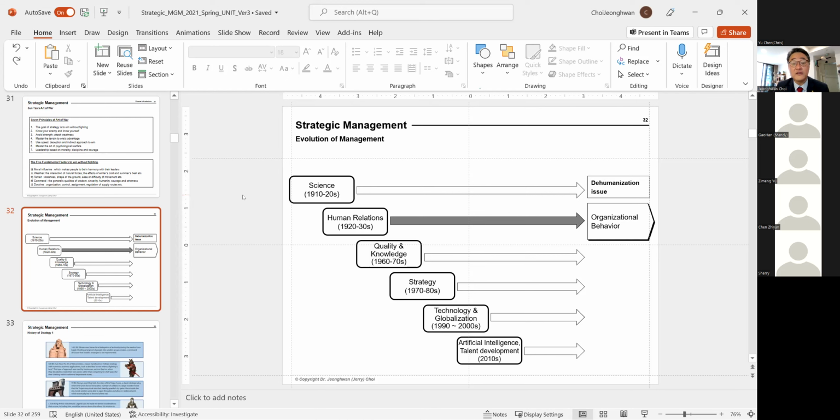Oh, that's a fundamentally different way of doing strategy. That happened at IBM. So strategy happened, and technology, globalization, artificial intelligence, talent development, 9/11 happened. Now we have a pandemic situation and war. Do you know that Russia is now invading Ukraine, and the Russia-Ukraine war is going on, and what will happen to our business? I don't know. Nobody knows.